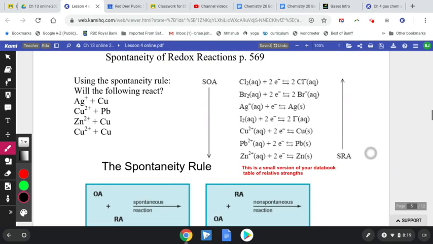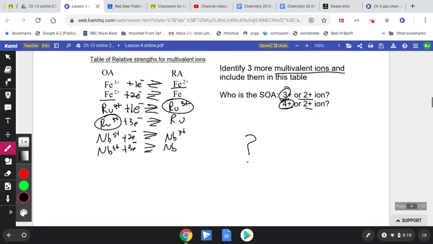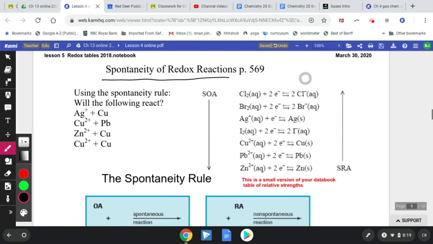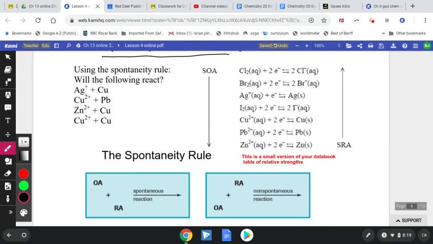Okay. Spontaneity of redox reactions. So here's the big topic for today. So this was kind of like a small topic. You do need to know this stuff, but what we're really going to focus on is using the spontaneity rule. What does that mean? Basically, it means that you can predict whether or not a reaction will be spontaneous. Will it happen? And you can do that using the table of relative strengths. And the rule is very simple.